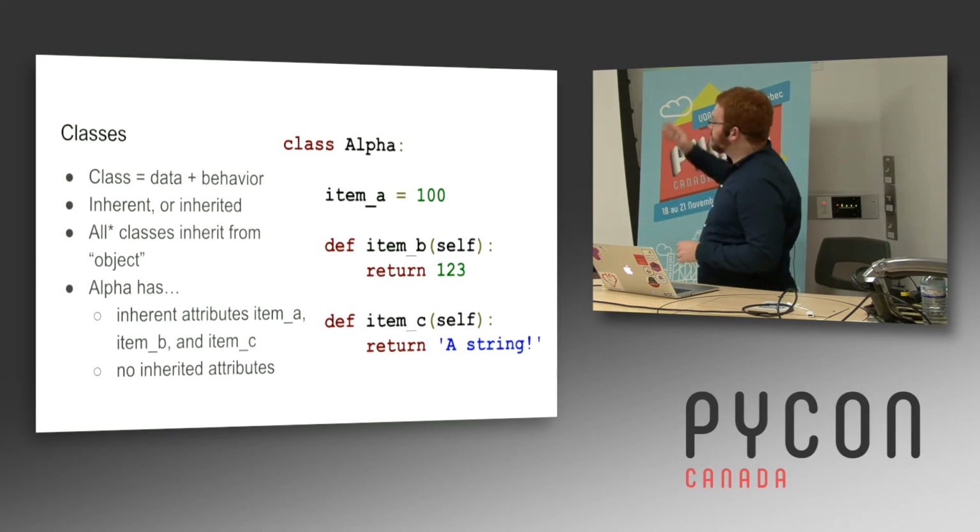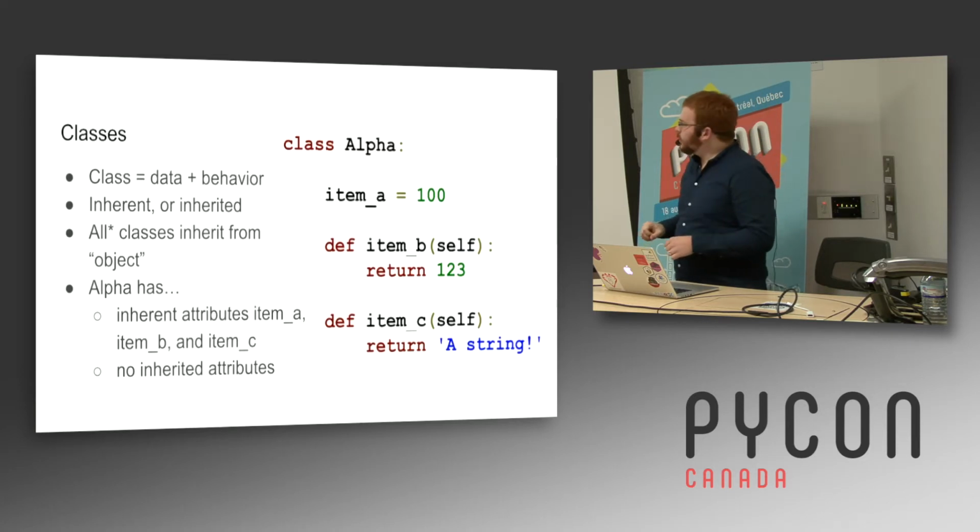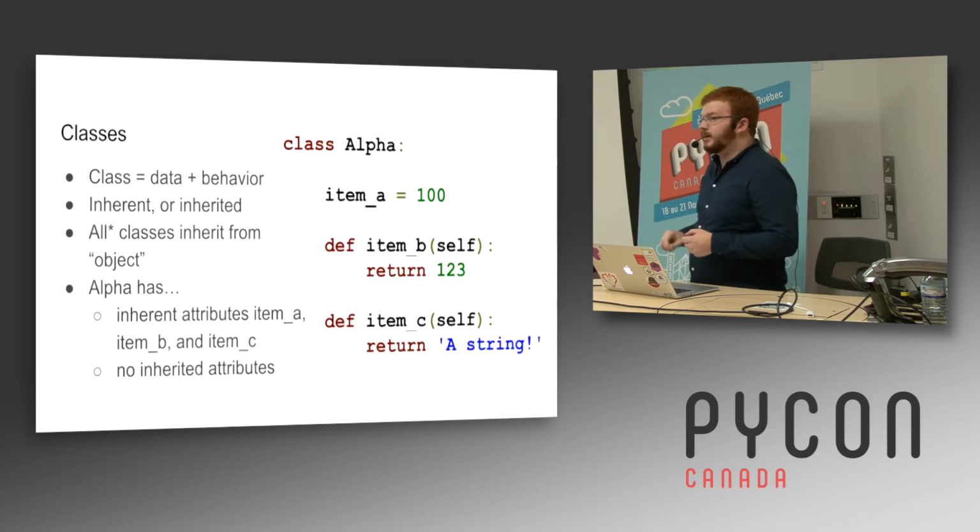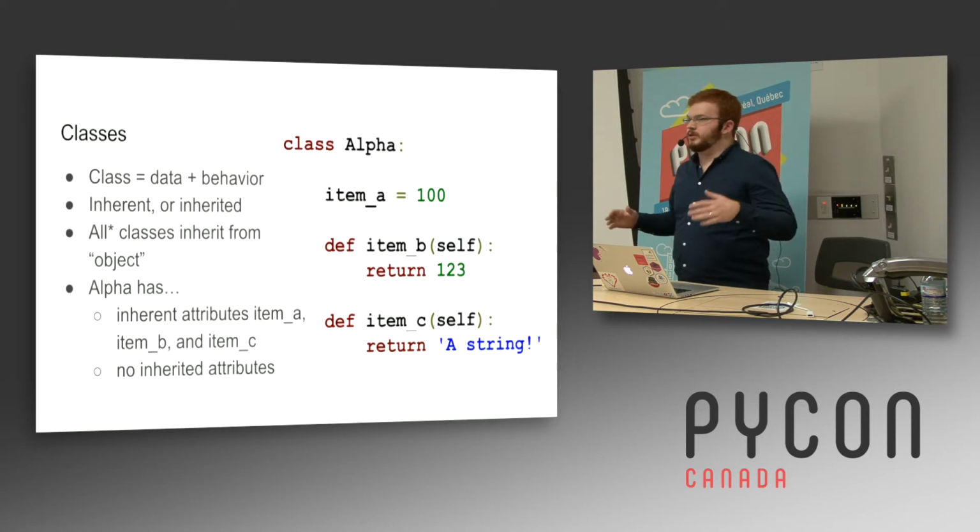So, for example, this class we have on the right, Alpha, has the item A as an attribute, item B and item C as methods, and all of those are defined explicitly on the class and are not inherited. So you could say they're inherent to class Alpha.